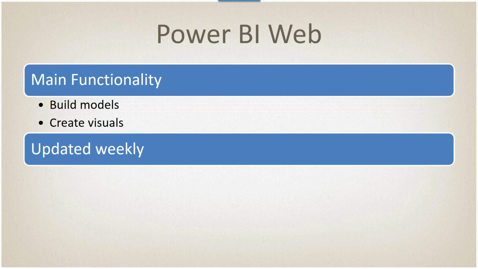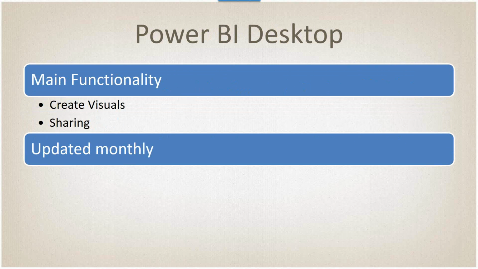Kind of interesting about it, there are actually two products here. We're going to talk about Power BI Web, which is just called Power BI. That's the website that we go through. It's mainly for building models and creating visuals or visualizations. It's evidently updated weekly. So again, with all Microsoft products, they're now headed to the web, so they've been delivering weekly updates. Power BI Desktop is for creating visuals and models and sharing those with other people, and it's updated every month. Again, this is an actual Windows application that you download and install.